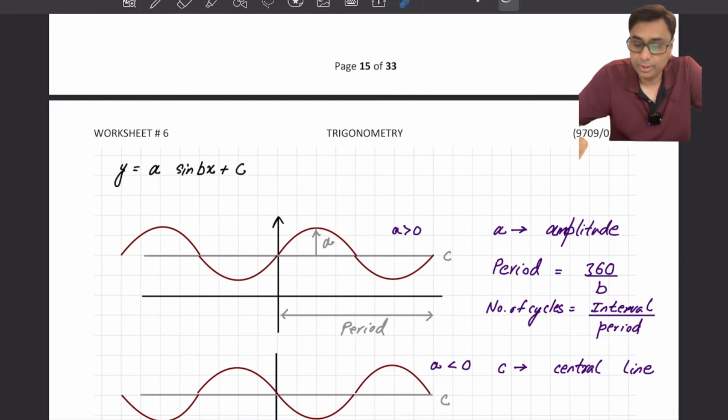And then you can also identify, in a given interval that you have to sketch a graph for, how many cycles there are. So whatever interval you have, you can compute interval over period, and that will give you the number of cycles you have.